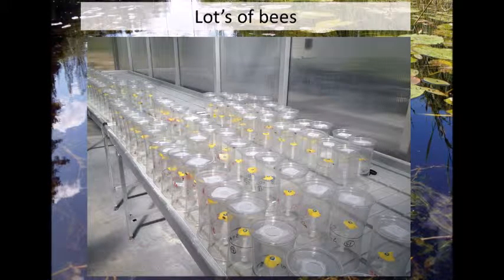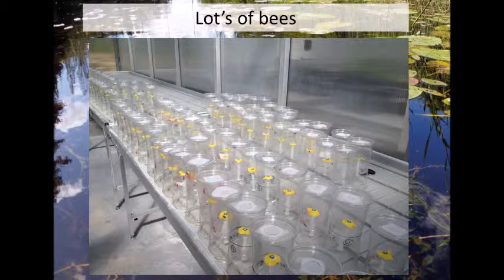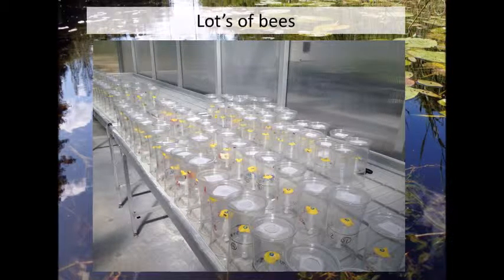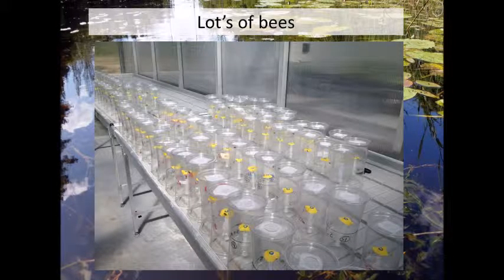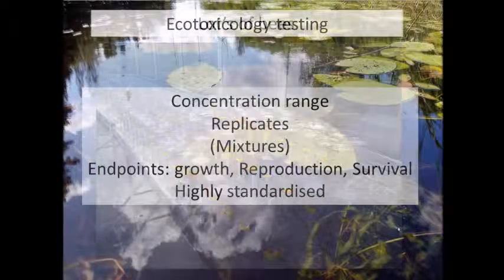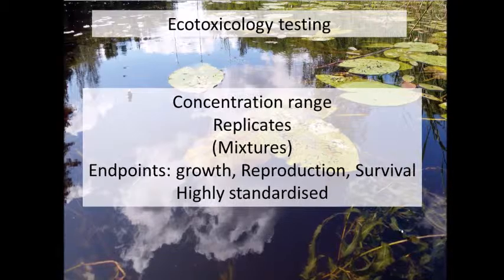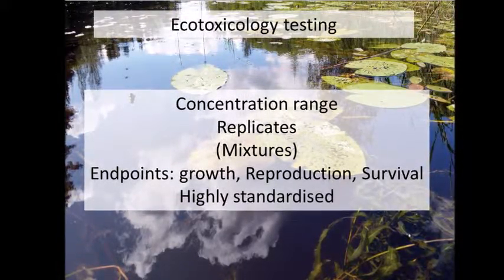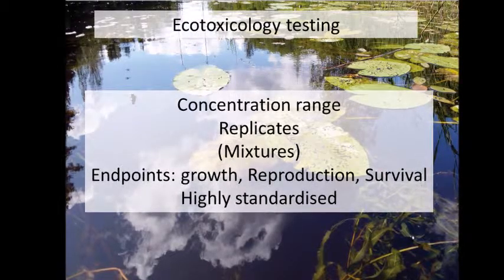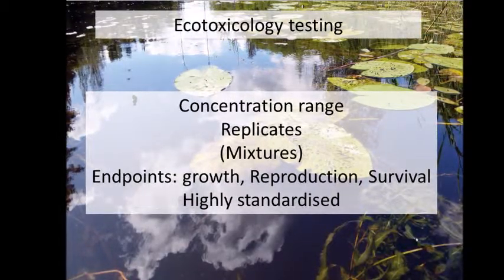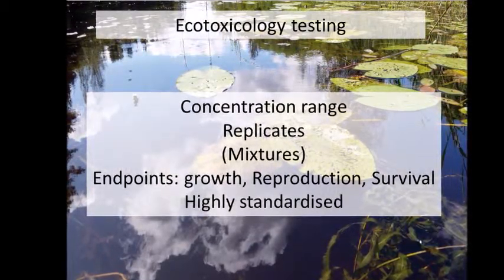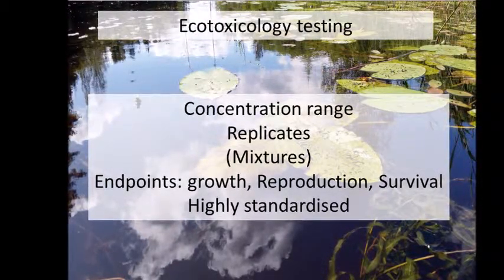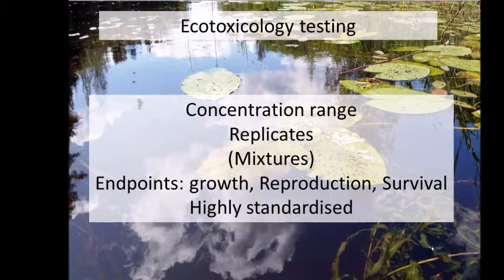To do this test, you need lots of bees. What you do is concentration ranges, with lots of replicates. You could look at mixtures, and in this case we did. Typical endpoints are growth, reproduction, survival. Here we also only looked at survival. Typically, a bee, when it starts operating, doesn't grow anymore, and most of them don't really reproduce.